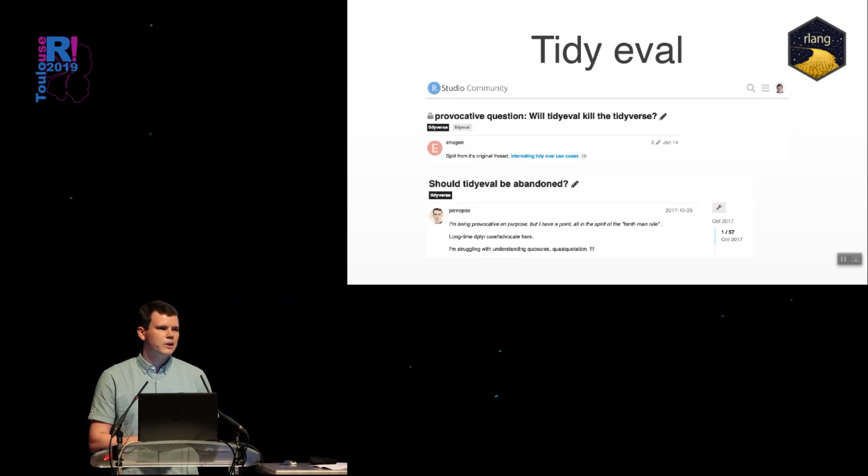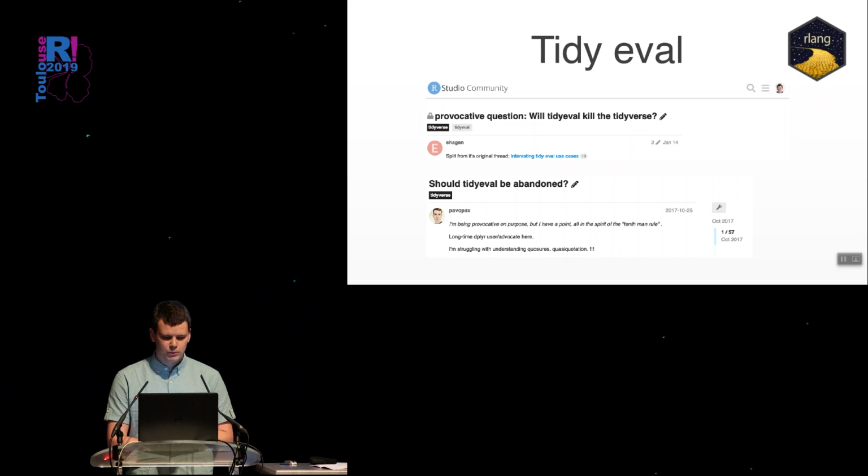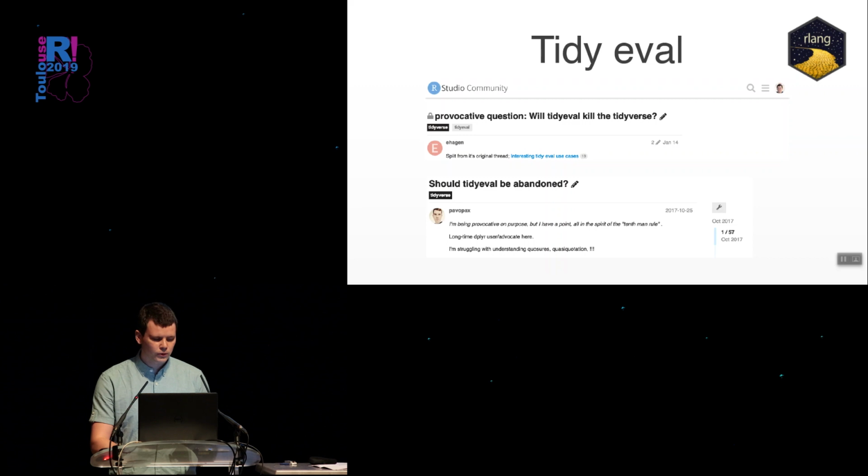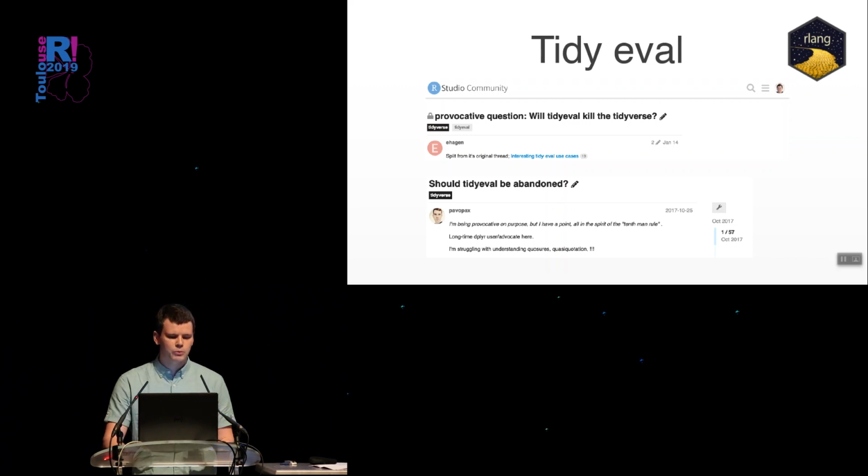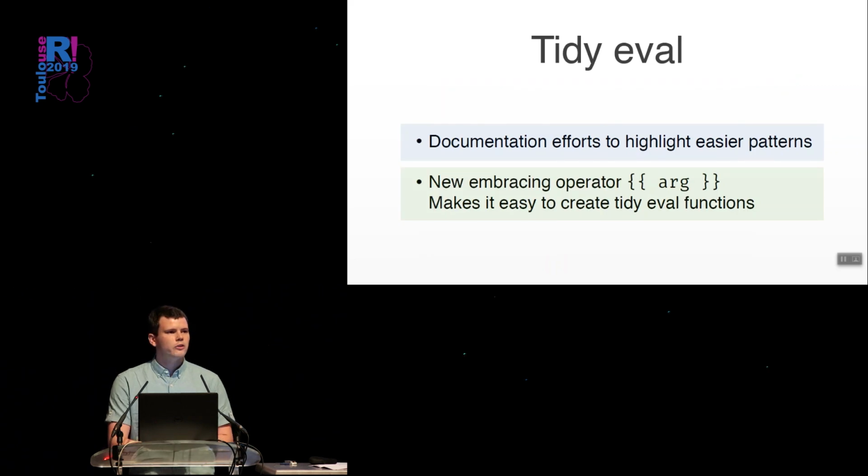So that can be a lot for most people, and we have come to realize that you shouldn't need to be an expert in metaprogramming to create simple functions. So we are changing our strategy with tidyverse. We are now trying to focus on easier patterns in our documentation, and also we have added this new operator, curly curly, to rlang to embrace arguments, and it should make it easier to create tidyverse functions.